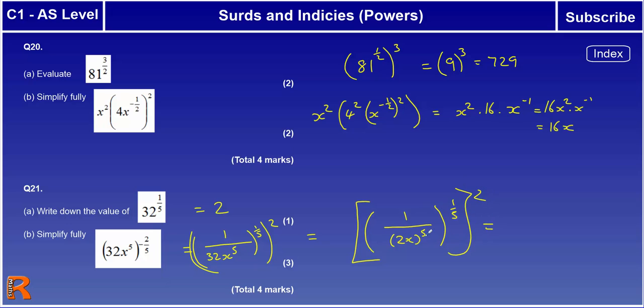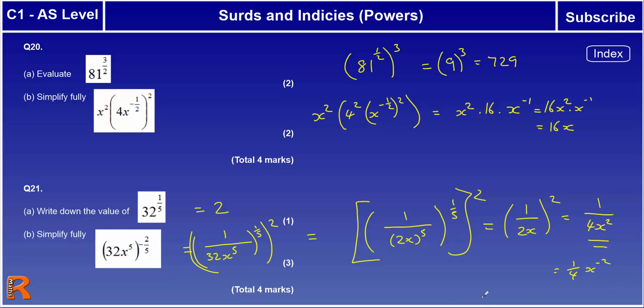When something's already a power of 5, the power of a fifth is just going to leave you with 2x. The fifth root of 1 is just 1 because 1 to any power is 1. Then we just need to square this, so square 1 we get 1, square 2x we get 4x squared. So it's going to be 1 over 4x squared. We could write that as a fraction with x to the power minus 2, but that's a much neater way of writing it. So either of those are fine.